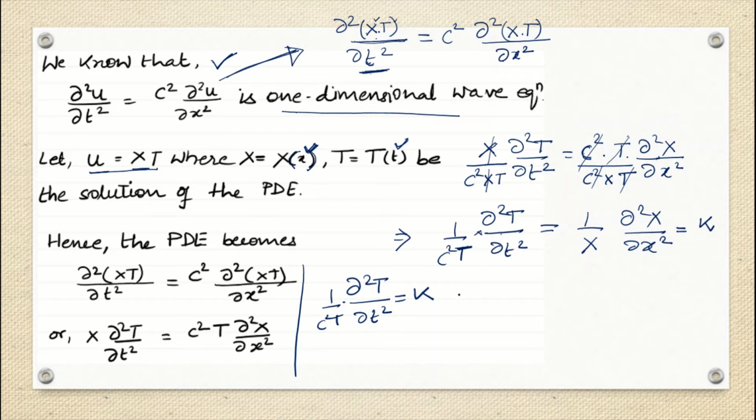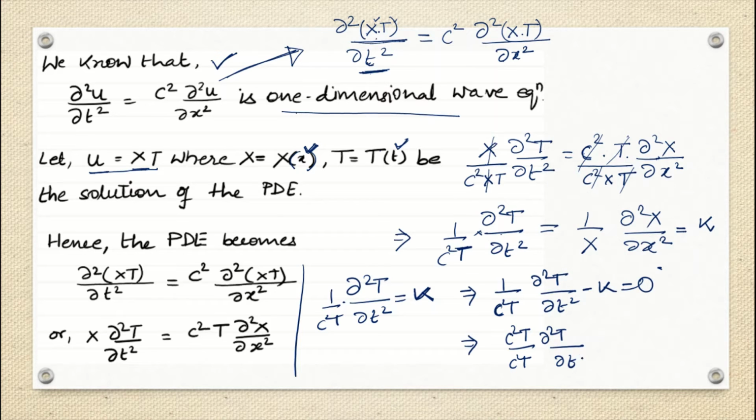Then I can rewrite it as 1 by c square t del 2t by del t square minus k equals 0, because I'm taking this k into my left hand side to make the right hand side 0. Further, I want to simplify so that the denominator will not contain c square t. For that, I multiply both the left hand side and the right hand side with c square t.